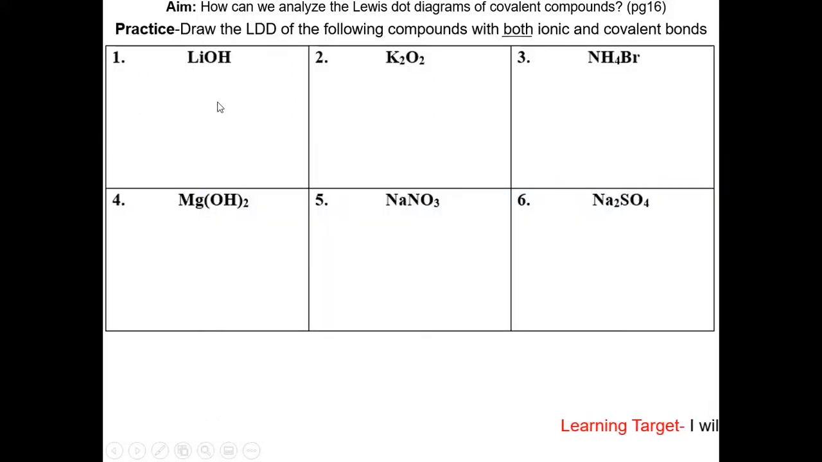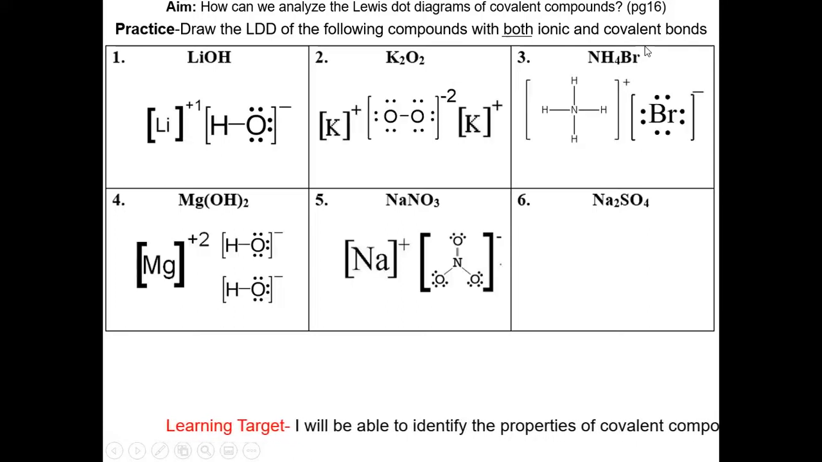For the next practice, I want you to draw the Lewis dot diagrams of the following compounds with both ionic and covalent bonds. So pause the video and resume once you complete it. Okay, so here are the answers.